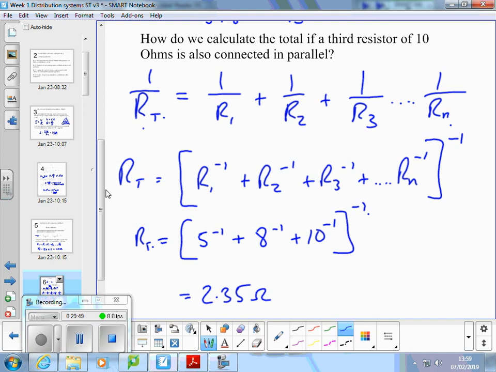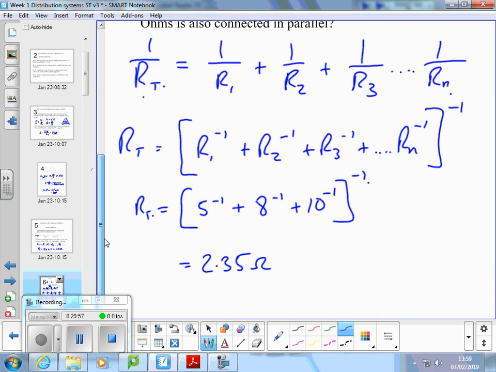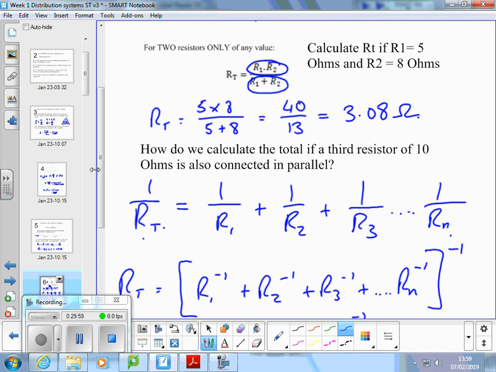Now you can use that formula for 2 resistors if you want to. It's probably the quickest way to do it.